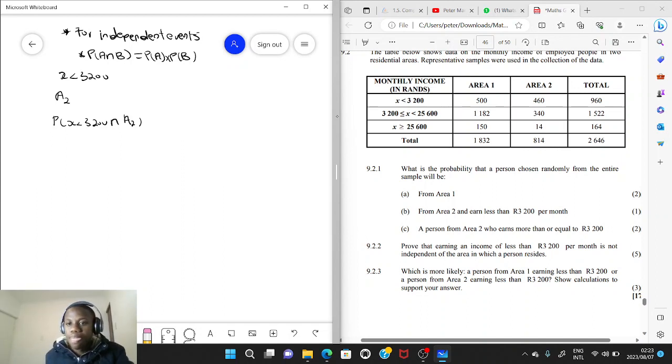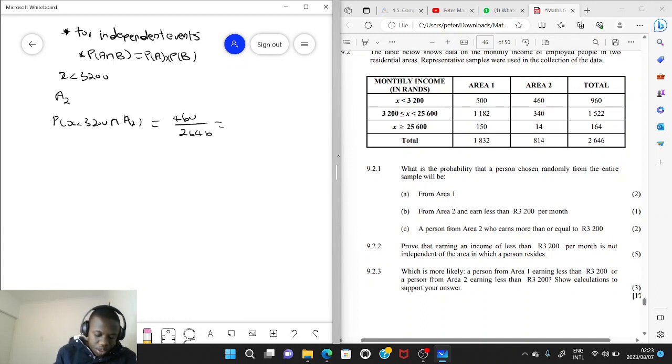Since I'm dealing with the probability, I'll have 460 over the sample space, right? So I'll have 460 over the sample size. What is our sample size? Our sample size is 2646, right? So let's check it out, right?